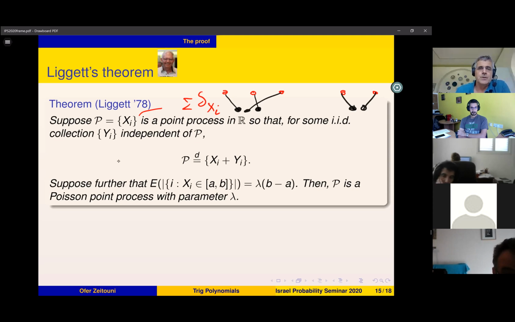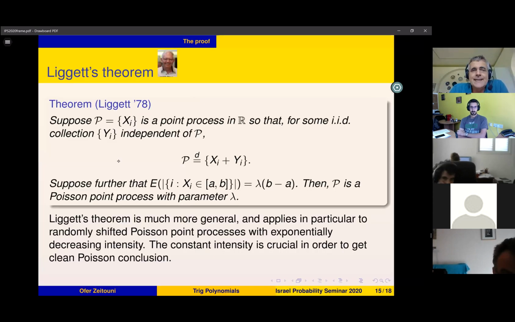This is a characterization of Poisson. Of course, Liggett's theorem is infinitely more general. It gives limits which are not Poisson processes, but rather mixtures of Poisson processes, and not necessarily with constant intensity, but rather with exponentially decaying intensity. But in the constant intensity case, there's a further simplification that the limit you get is a clean Poisson, it's not a mixture of Poisson. Okay, so that's the theorem.